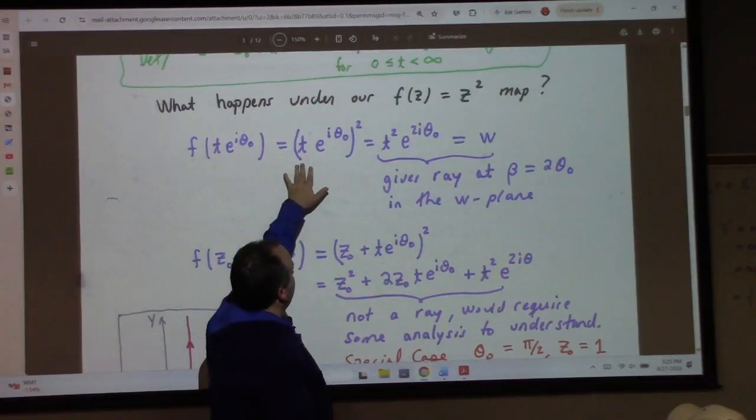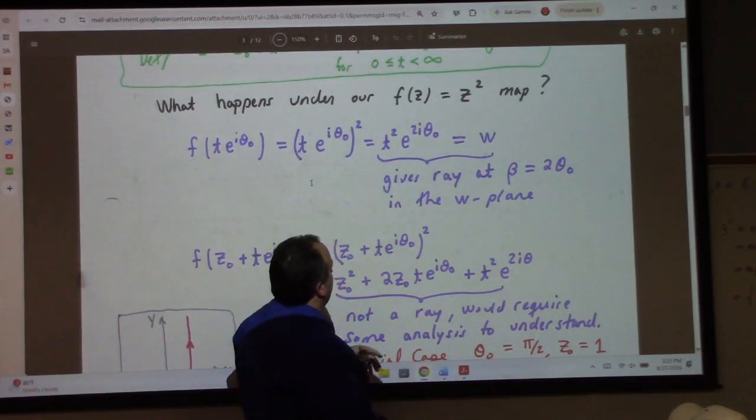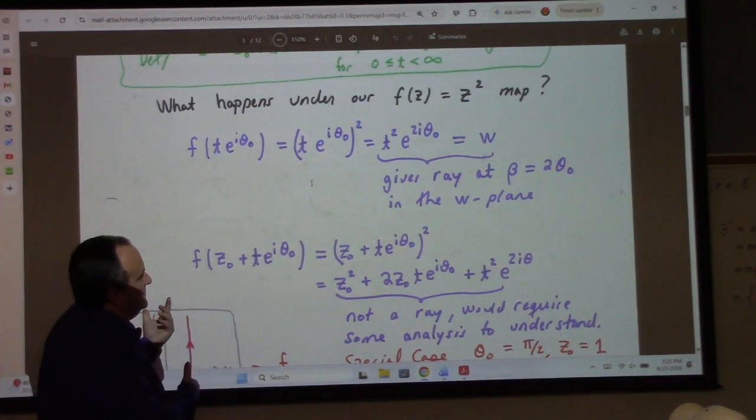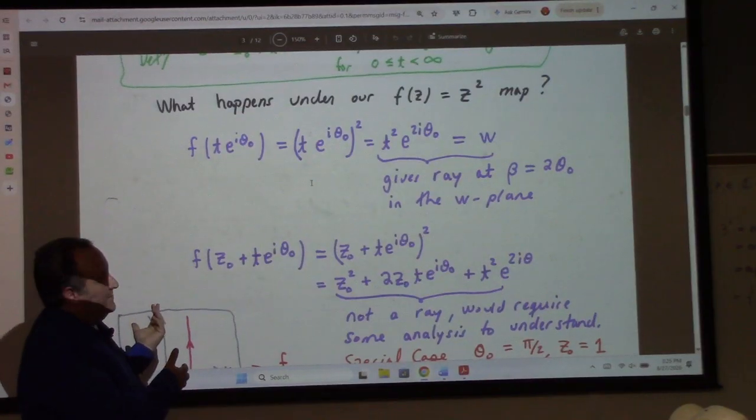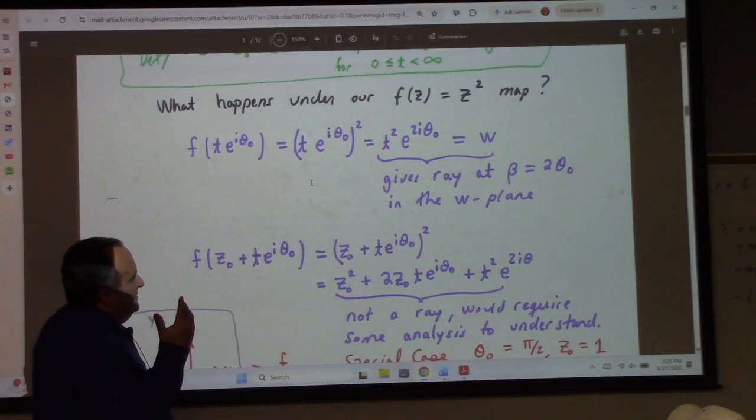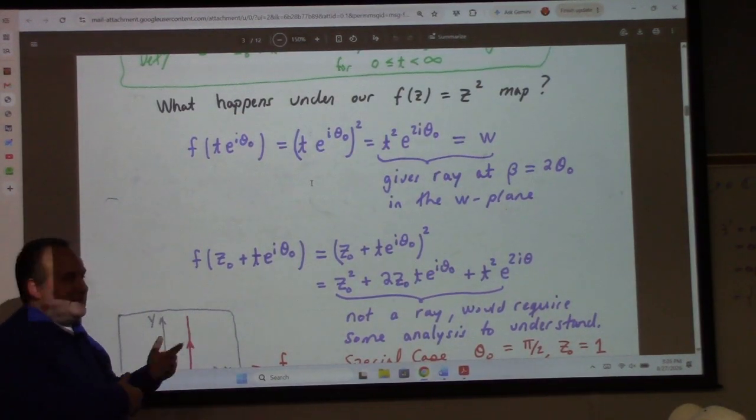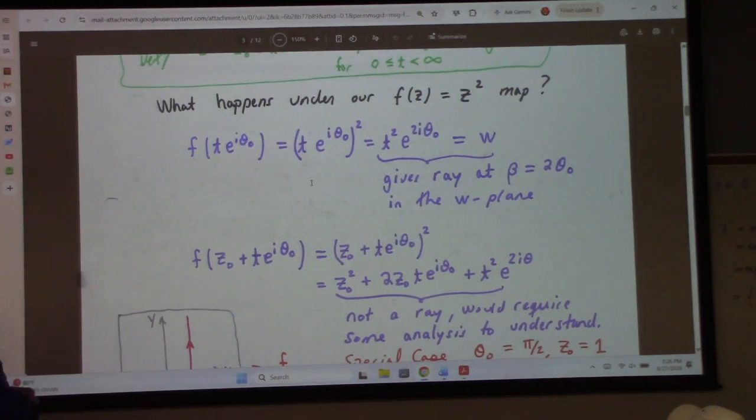And so I square it, that gives me this, right? Okay, well, that's still a ray in the w plane, and apparently it's at angle 2 theta naught. That's easy enough to understand.